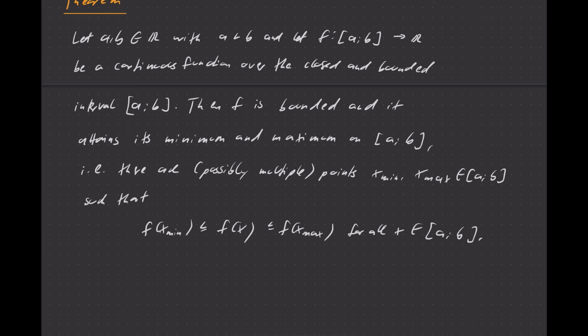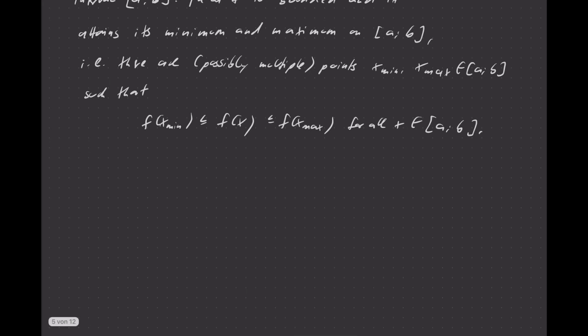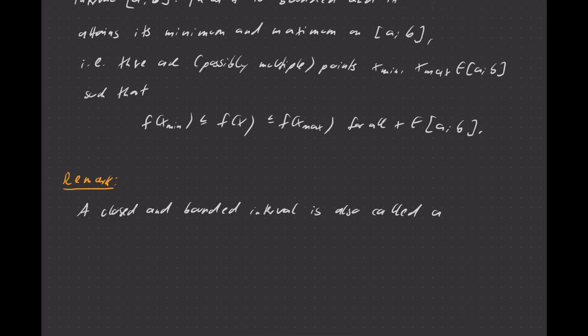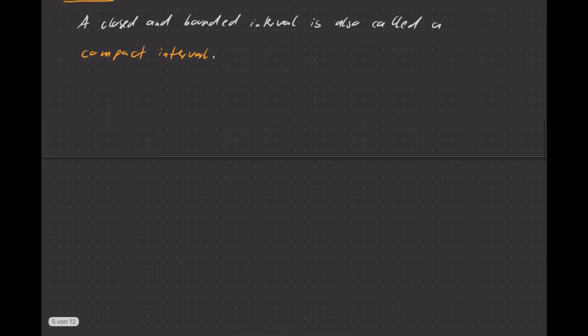And just as a quick remark on terminology, a closed and bounded interval is also called a compact interval. So compact means closed and bounded. And we use this from now on to simplify notation a little bit.